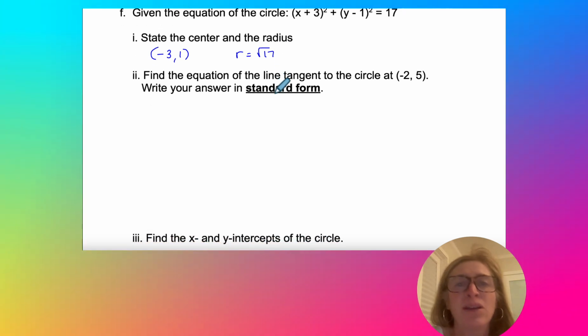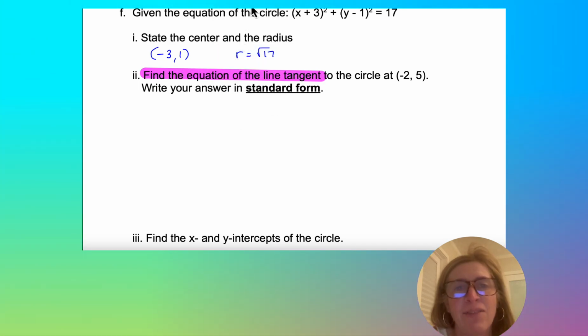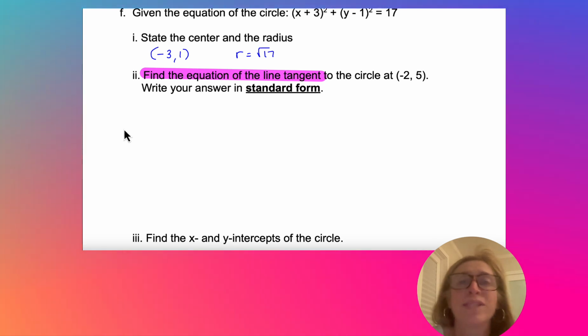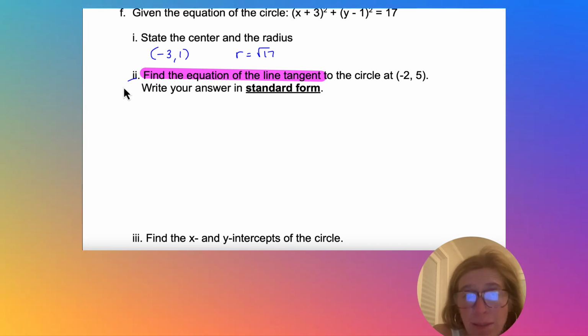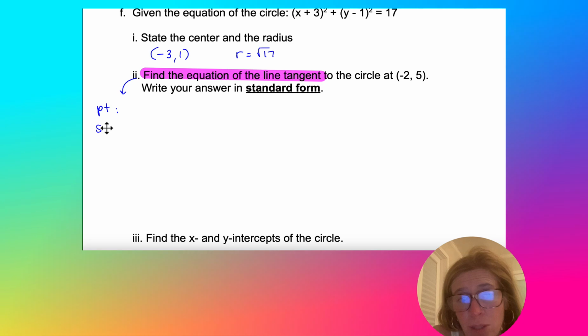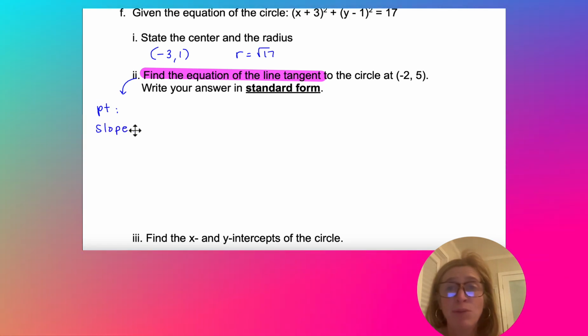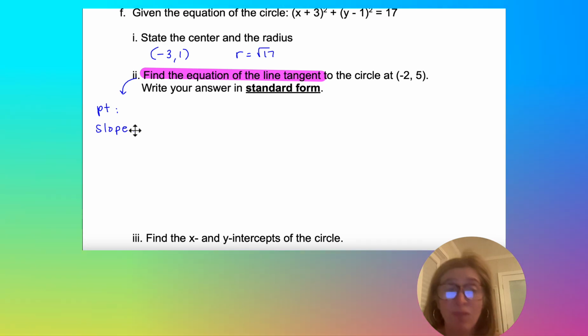Now it says find the equation of a line. And anytime I see find the equation of a line, Coach Fred likes to think of one big thing: what's the minimum I need to write the equation of a line? Think about it. The minimum you need is a point and a slope. So I always write down point and slope for myself. If you have those two things, then you can use point-slope form to write an equation of a line.